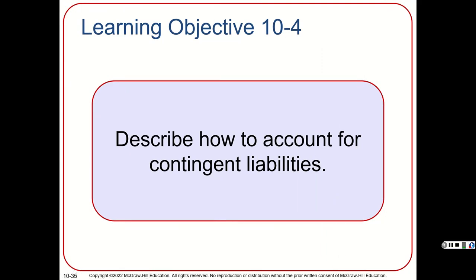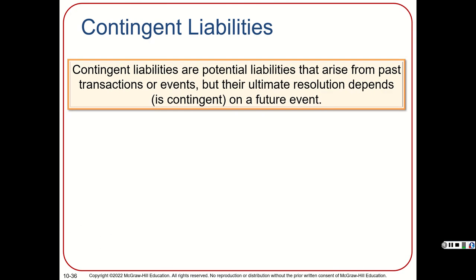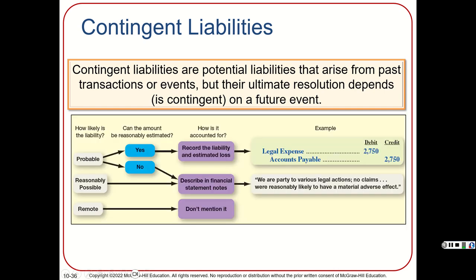Contingent liabilities, another type of liability that is dependent on something happening. Contingent liabilities are potential liabilities that arise from past transactions or events, but their ultimate resolution depends, or in other words, is contingent on a future event. Normally, these things are talking about legal fees and legal matters that still have to be paid. Could be other things, but generally speaking, most of the time, I believe it would be legal issues.